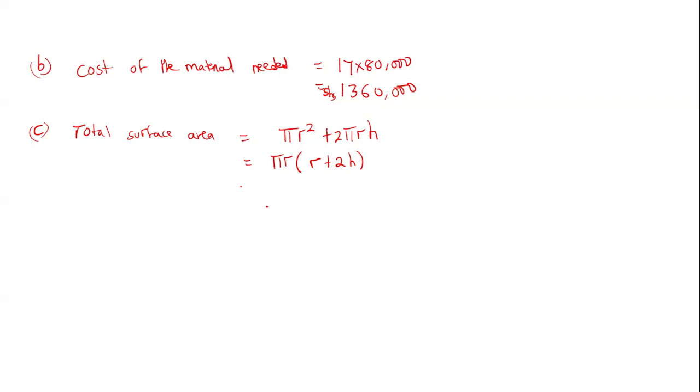Okay, so when I go with this, it will be 22 over 7 times our r, which was 6, into 6 plus 2 times our height, that was 8.25. So here I'll continue and say this is 22 over 7 times 6. Then you work out what is inside your bracket.